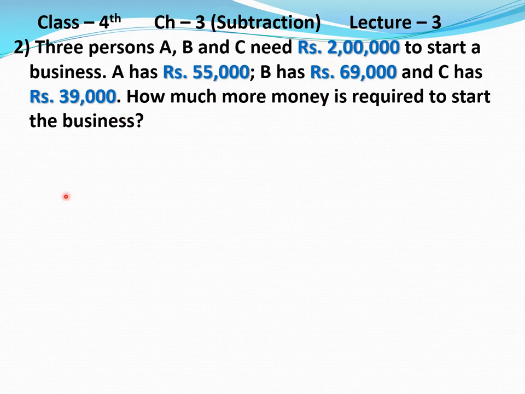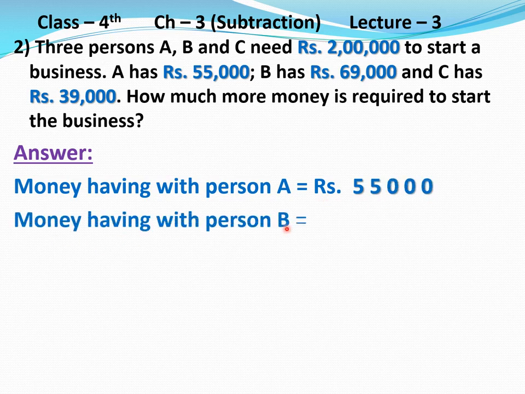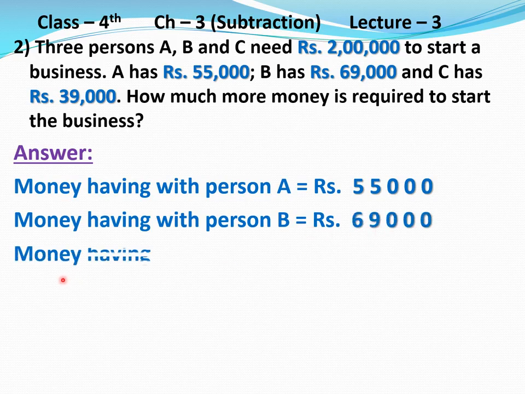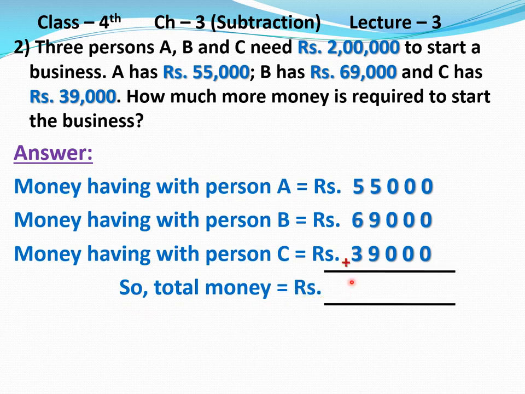Write down statements. Money having with person A equal to rupees 55,000. Money having with person B equal to rupees 69,000. Money having with person C equal to rupees 39,000. So, total money equal to rupees, see what we will do? We will do addition. 0 plus 0 plus 0.